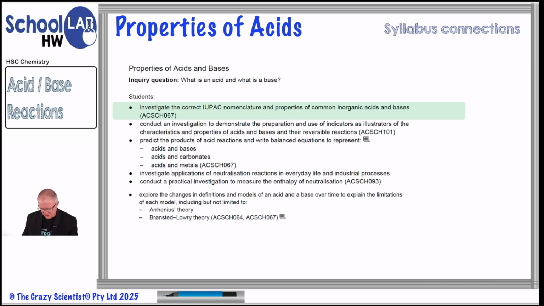It says investigate the correct IUPAC nomenclature for acids and bases, and also look at their properties. So we're going to break this syllabus point up, first looking at their basic properties, then we're going to look at the nomenclature, in that sort of order. So let's get into what are the properties of acids.